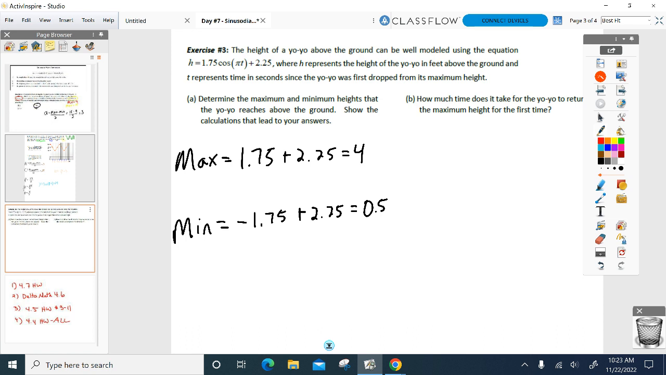Anything? And then part B, how much time does it take the yo-yo to get back to the max? This is just a fancy way of asking you for something. Remember, it's a cosine curve, so where did it start? At the max. How long does it take to get back to the max? I could have just asked for the what simply. It starts at the max because it's a cosine. I want to know when does it get back to the max. Starts at the max, back to the max. That's it. I'm just asking for the period here.